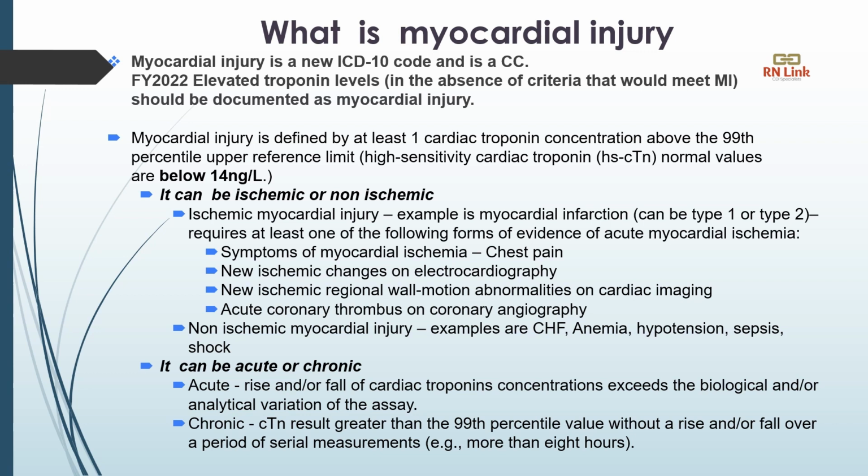Non-ischemic myocardial injury. Examples are CHF, anemia, hypotension, sepsis, shock. It can be acute or chronic. Acute: rise and/or fall of cardiac troponin concentrations exceeds the biological and/or analytical variation of the assay. Chronic: cTn result greater than the 99th percentile value without a rise and/or fall over a period of serial measurements, for example, more than 8 hours.